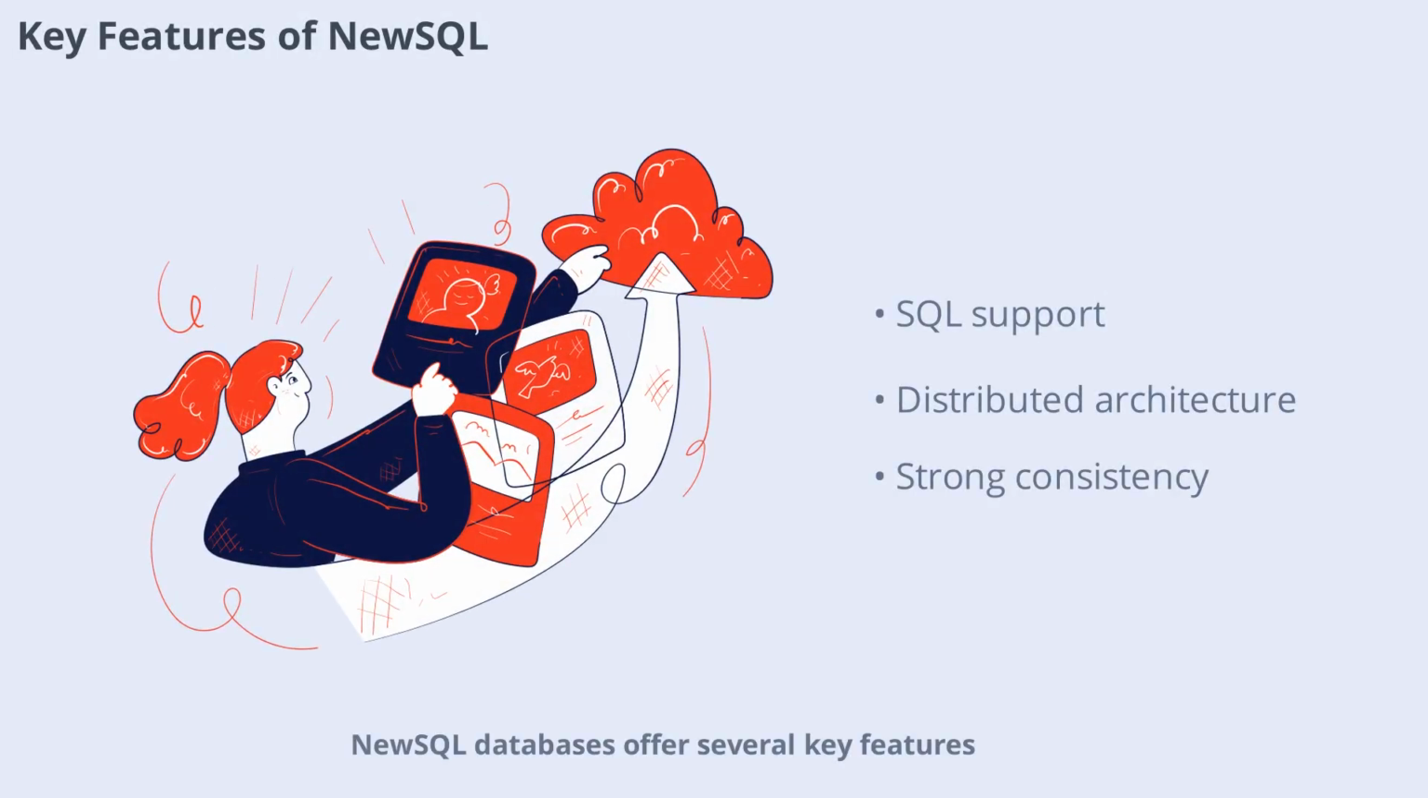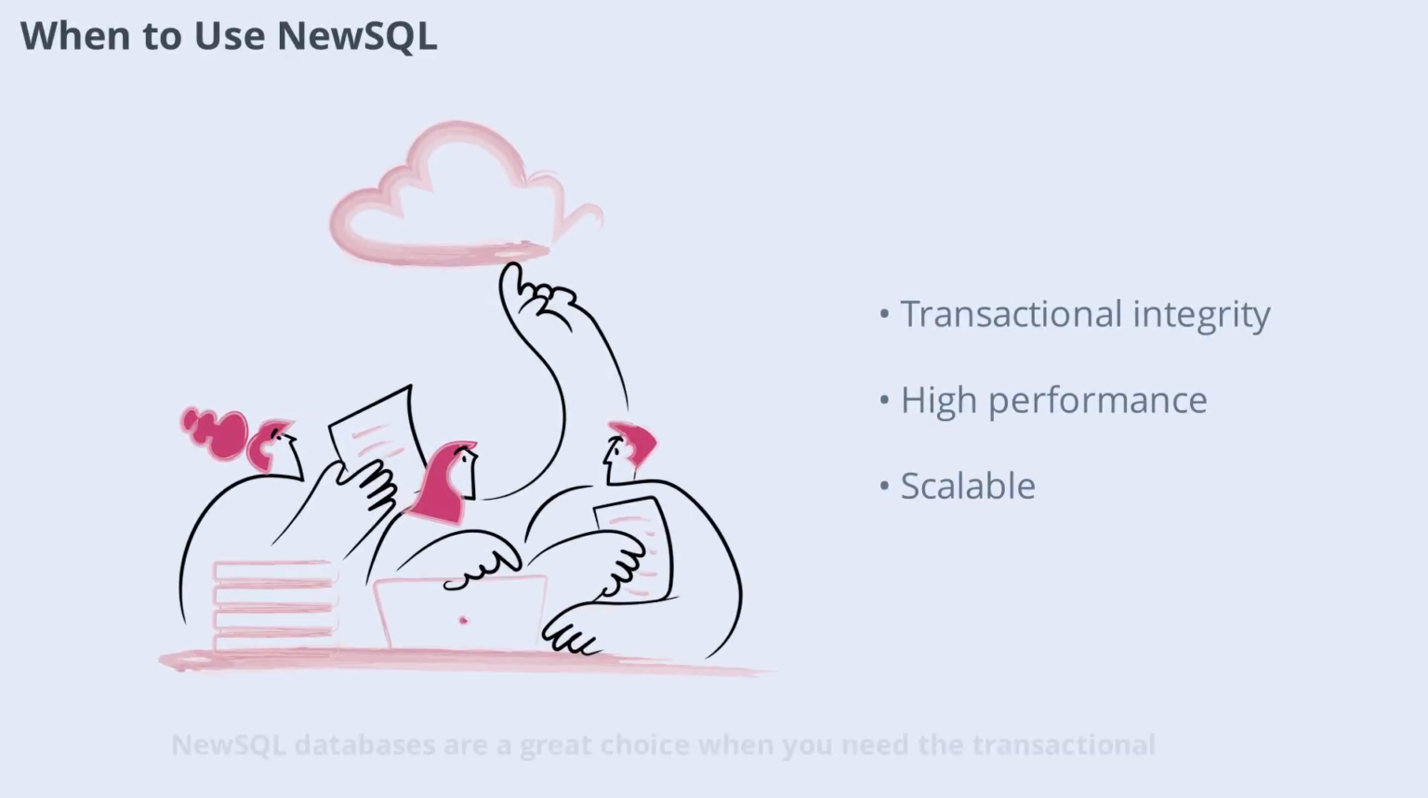NewSQL databases offer several key features. They support SQL queries and transactions, making them familiar to users of traditional databases. At the same time, they are built for distributed architectures, allowing them to scale horizontally across many servers. NewSQL systems provide strong consistency, high availability, and fault tolerance, making them suitable for mission-critical applications that demand both speed and reliability. NewSQL databases are a great choice when you need the transactional integrity of a relational database, but also require the scalability of NoSQL.